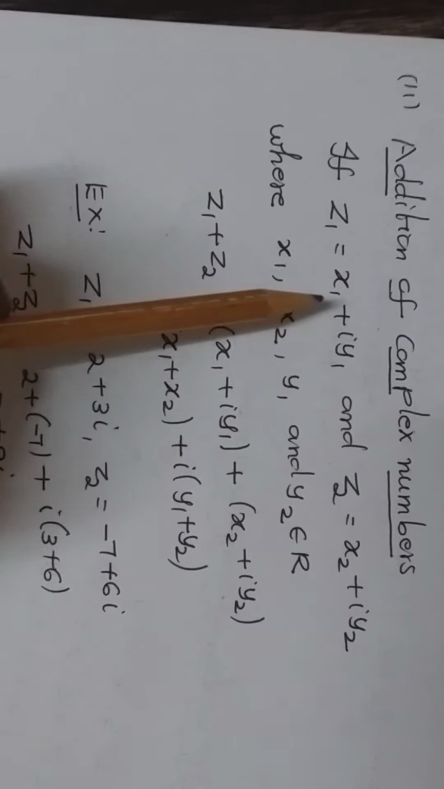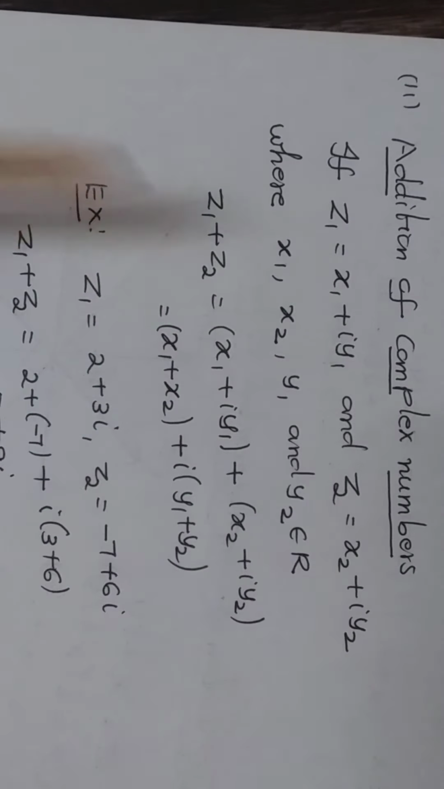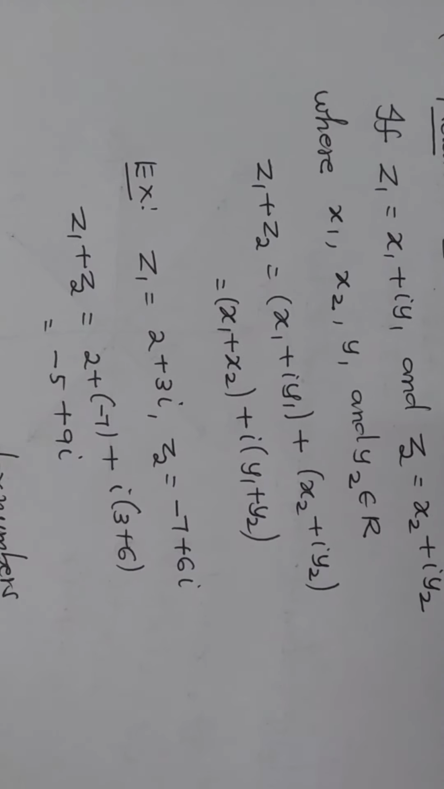Suppose this is idli, this is puri. Idli separately you add, puri separately you add. That's it. So for example, z1 is 2 plus 3i, z2 is minus 7 plus 6i. What is z1 plus z2? That much simple. Real part separately, x1 plus x2. So 2 plus minus 7, plus i into the imaginary part, 3 plus 6. Or directly you can write 2 plus minus 7, minus 5, plus 9i. Directly you can write. That doesn't matter. One step also you can finish it. Okay. But the thing is, the real part you should add separately, the imaginary part you should add separately. That is the procedure. Okay.